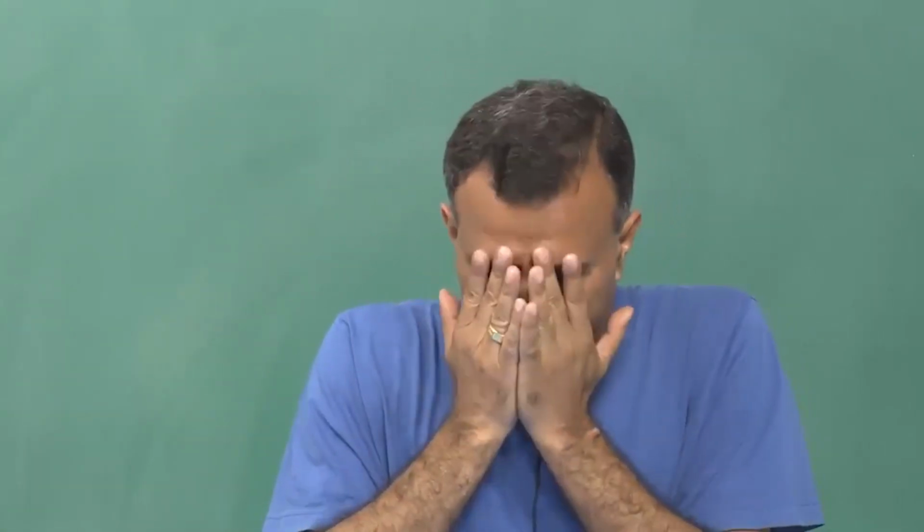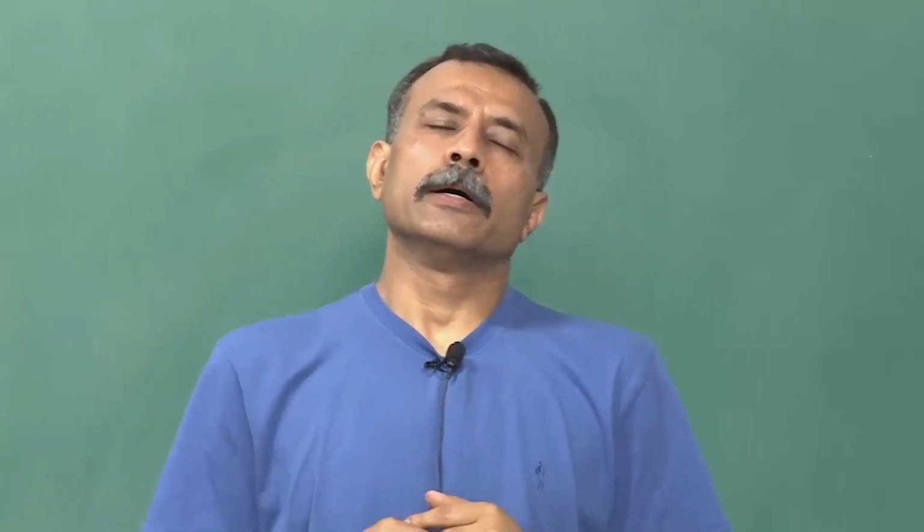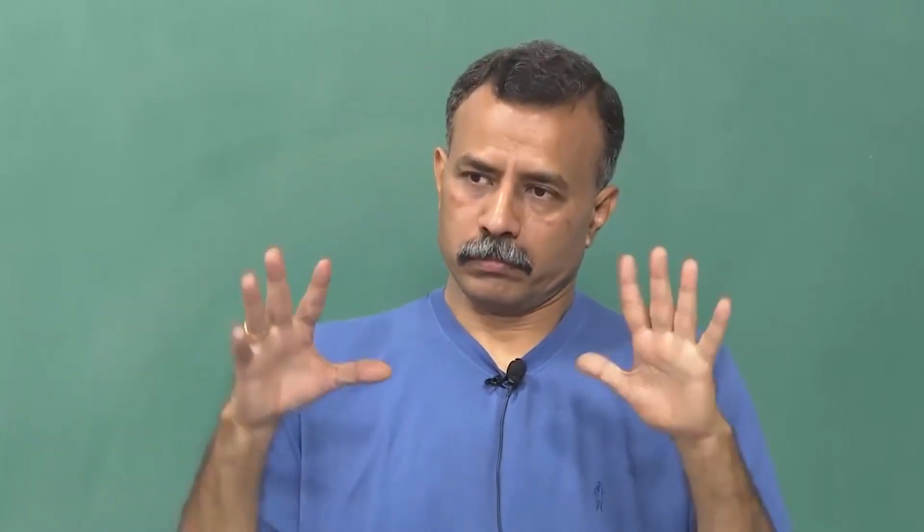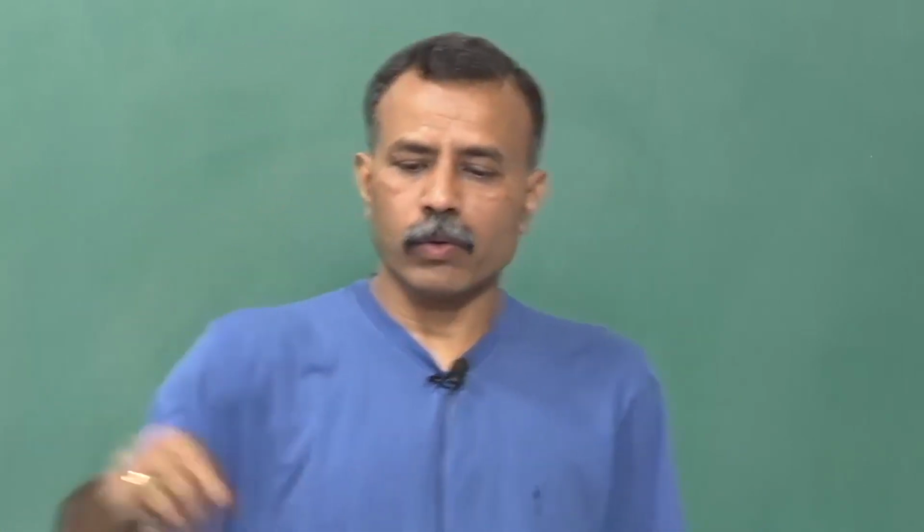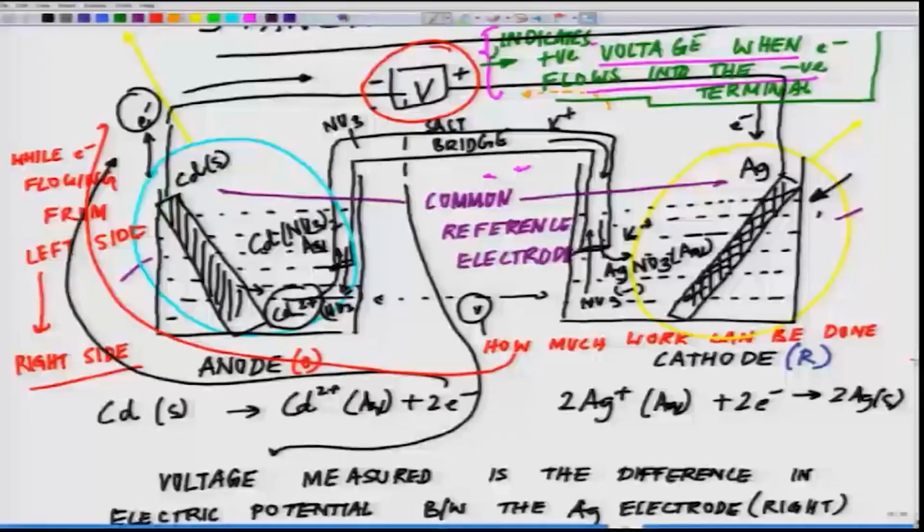Now, think of a situation. We had this cell when we talked about a cadmium and a silver electrode. When we made that cell, what we showed was that cadmium is getting oxidized and the electron is moving from left to right to the silver electrode to reduce the silver.